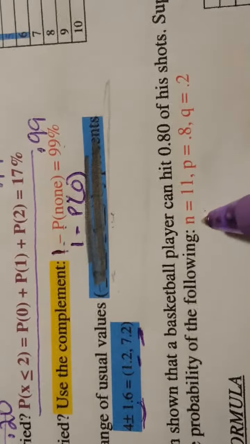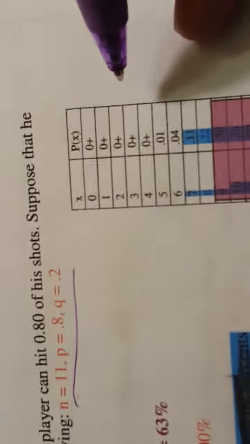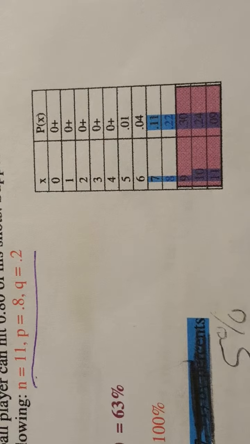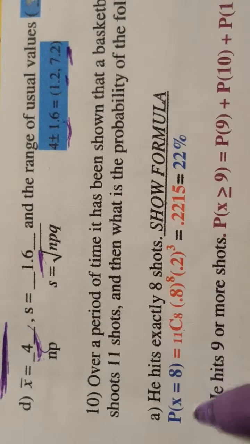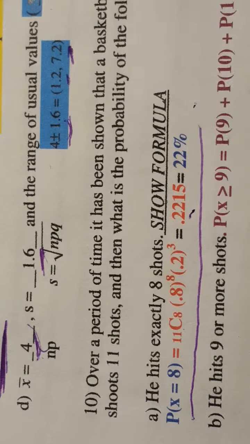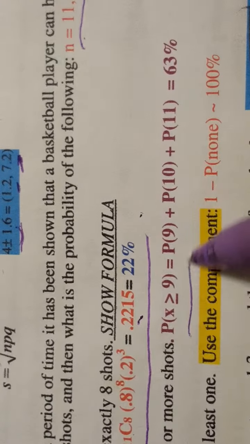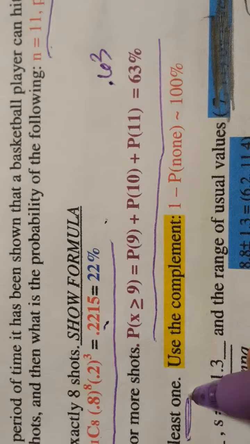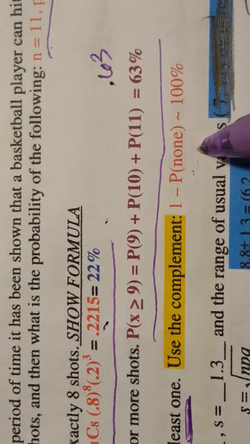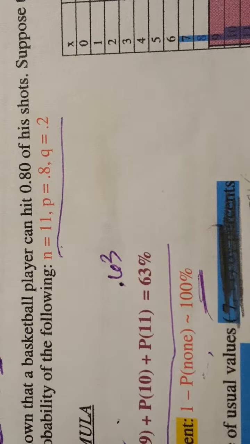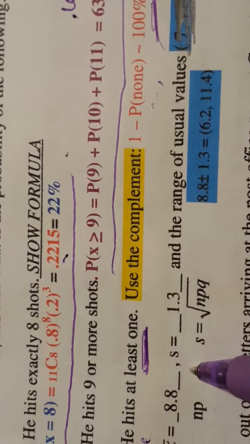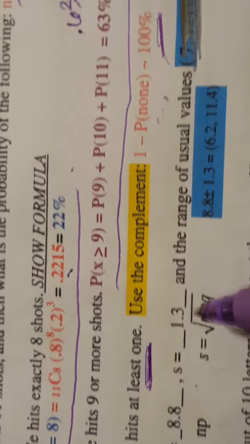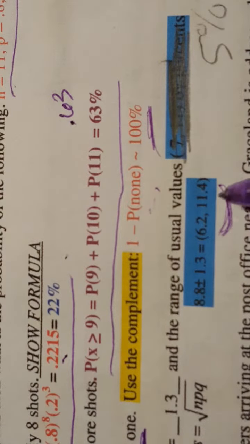Number 10. Here's your table. Number A is 0.22. B, which will be 0.63. He hits at least 1. That's 1 minus the probability of 0. Probability of 0 was 0, so 100% that he hits at least 1. The mean, 8.8. Standard deviation, 1.3. Your range, 6.2 to 11.4.